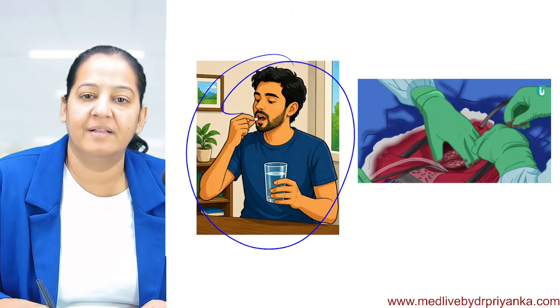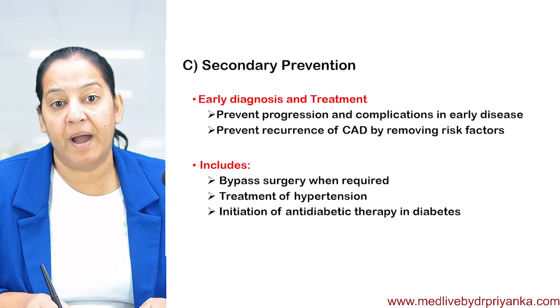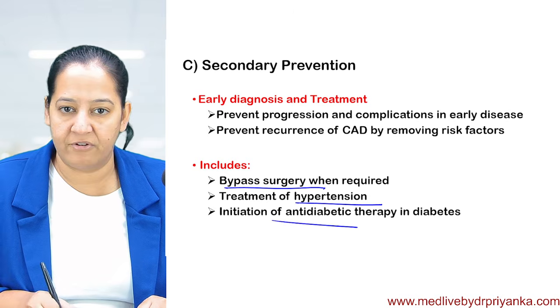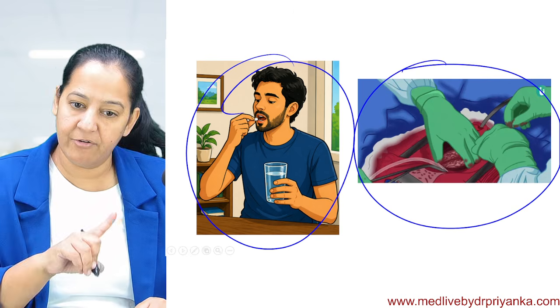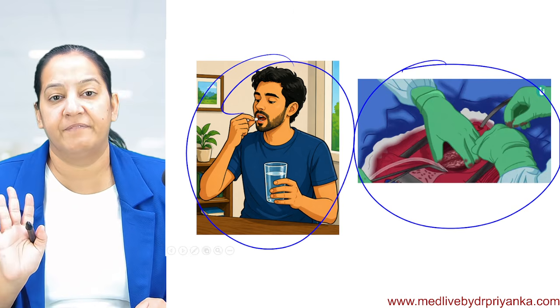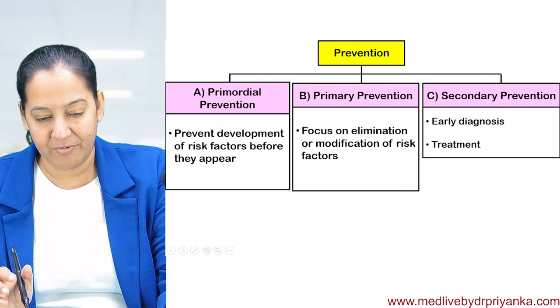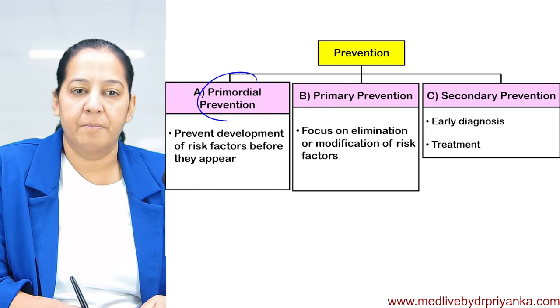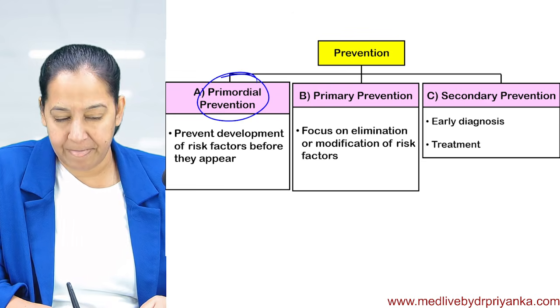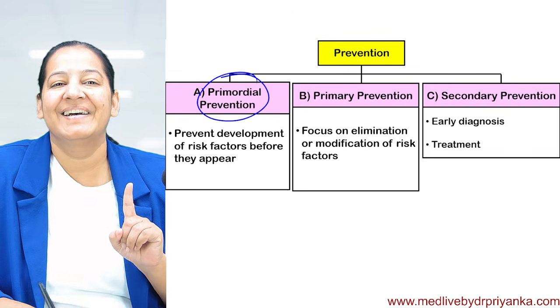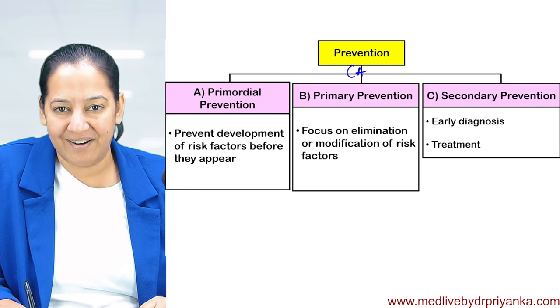The treatment can be medical, the treatment can be surgical. Sometimes bypass surgery is required. The treatment can be medical, antihypertensive drug, anti-diabetic drug. So medical treatment or surgical treatment. We will treat it with early diagnosis and early treatment. So we have 3 levels of prevention in CAD. I'm teaching you CAD, by the way. The first non-communicable disease I started is CAD.